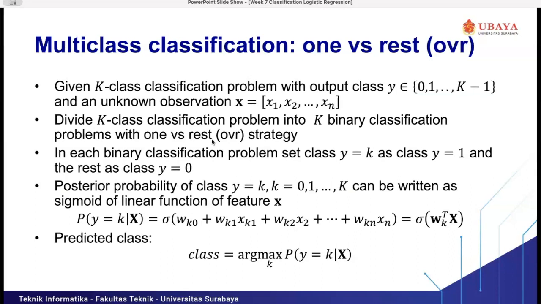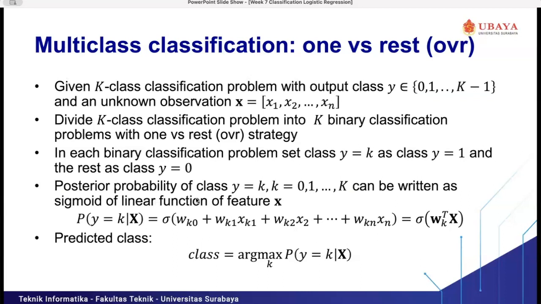We can divide the k-class classification problem into k binary classification problems with the one versus rest, or OVR, strategy. In each binary classification problem, we set class y equal k as class y equal 1, and the rest as class y equal 0. So if we want to predict that y equals k, then the other classes will be y equal 0. That's why we call it one versus rest.